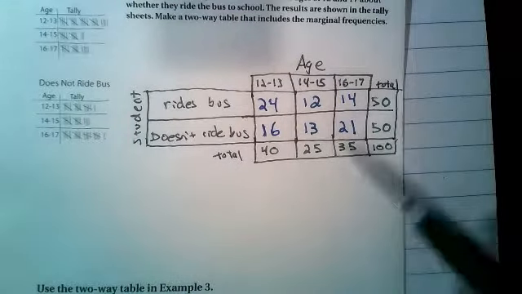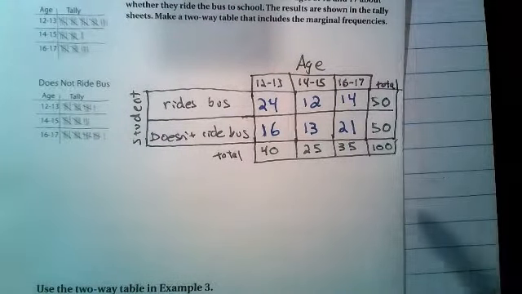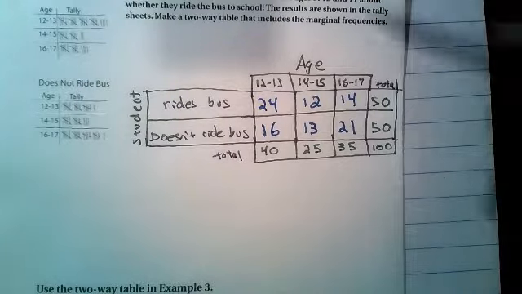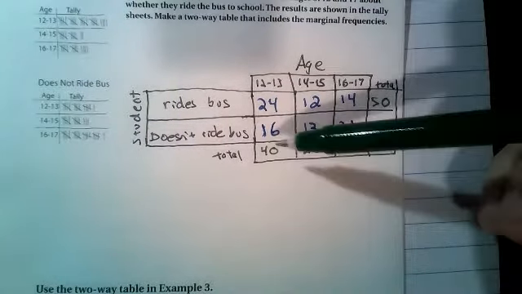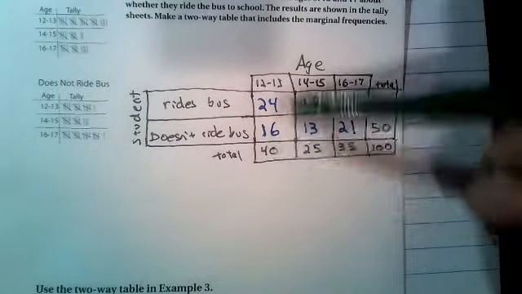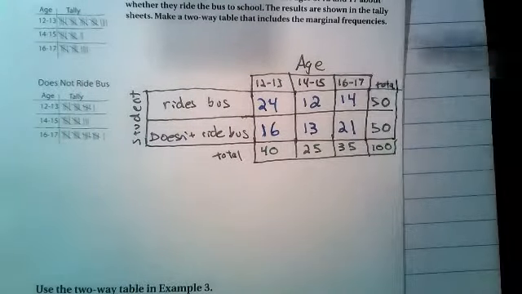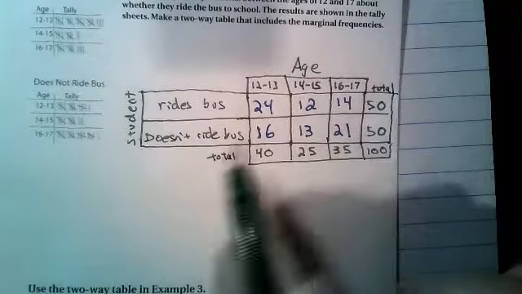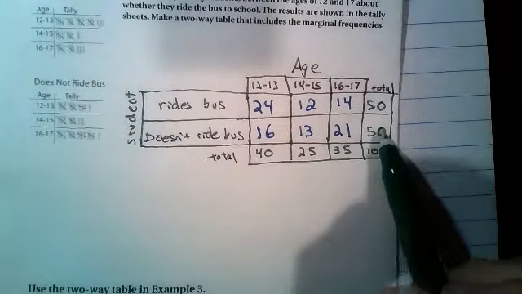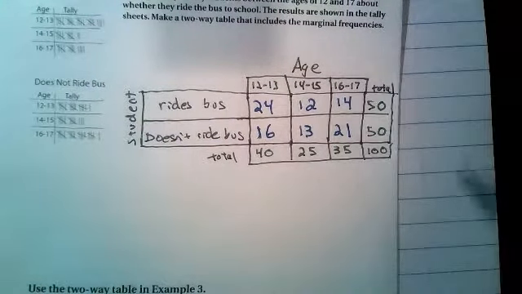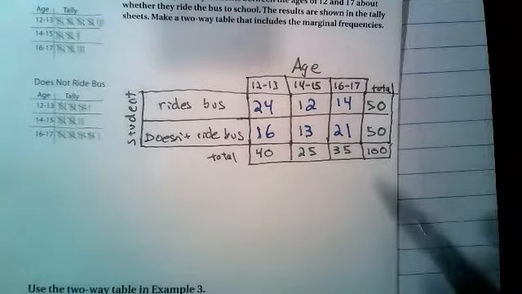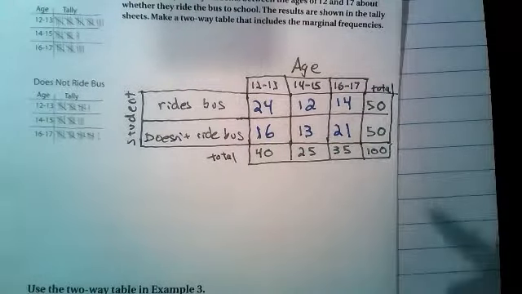Now, this one doesn't ask me to interpret the marginal frequencies, but if I were to, I would say, out of the kids that were surveyed, 40 of them were aged 12 to 13. Or I might say 50 of them do not ride the bus to school. Okay, so that's how I would interpret those marginal frequencies. Right? 100 students were surveyed.